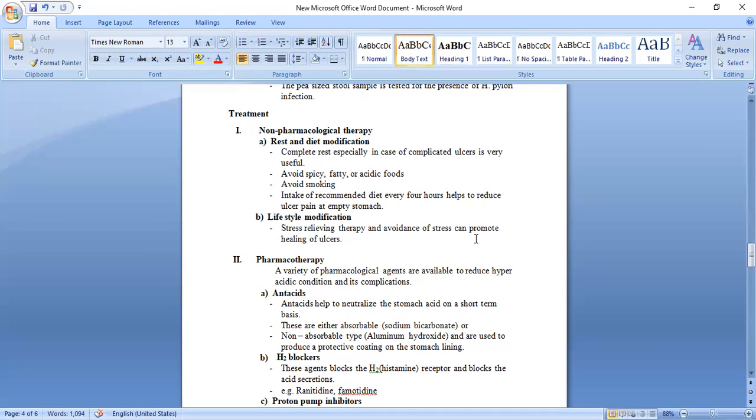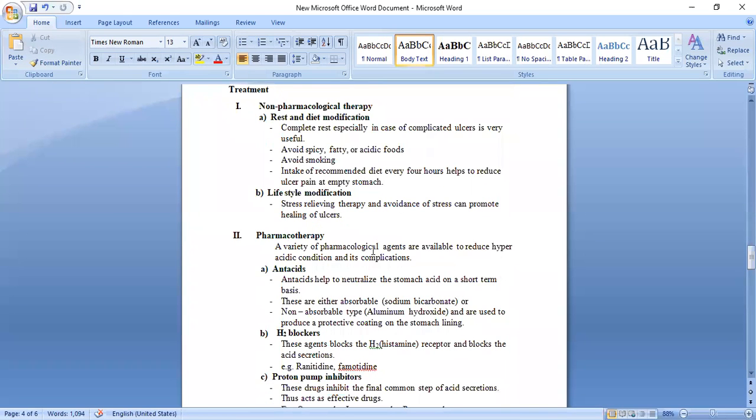So avoidance of the stress can promote the healing of the ulcer. Once you avoid the stress, with nothing in the mind, no thoughts in your mind, then you can relieve the stress. That's why it improves. This is a non-pharmacological therapy. We are not giving here any type of drug, isn't it?